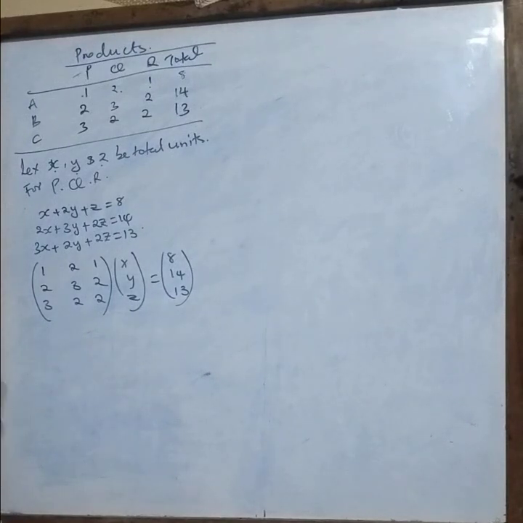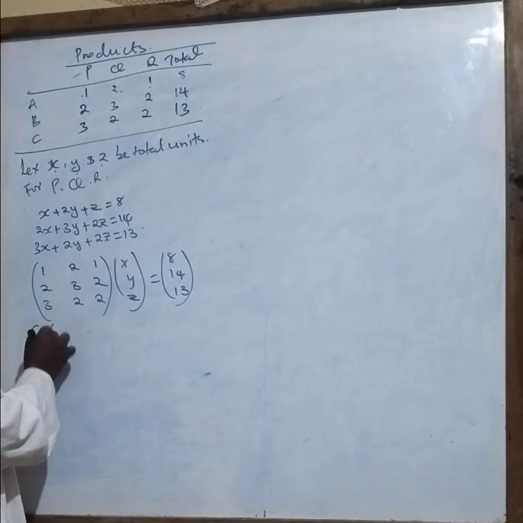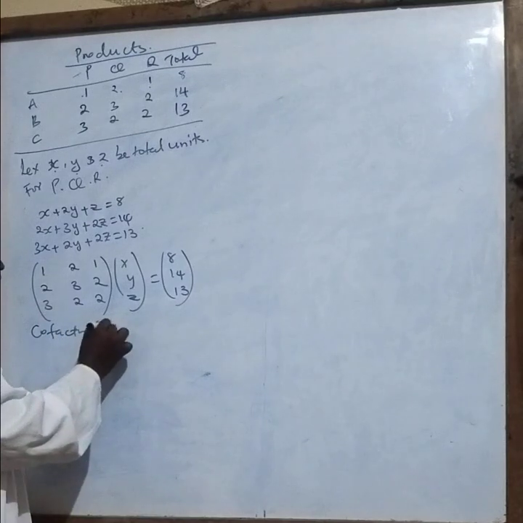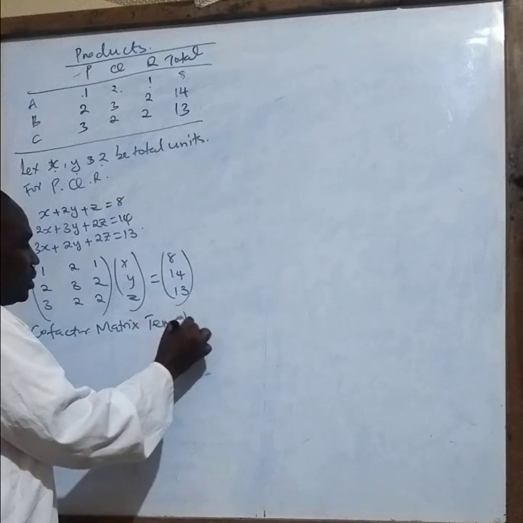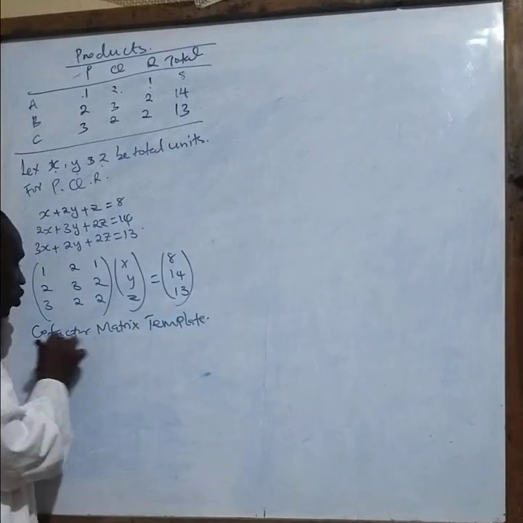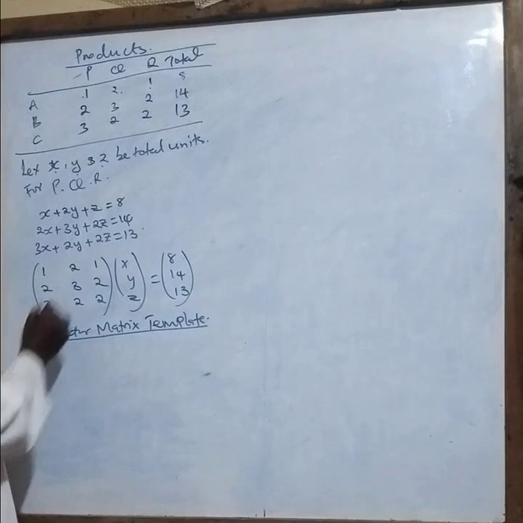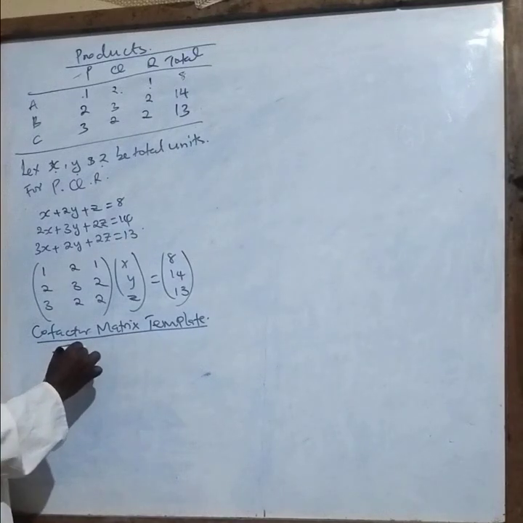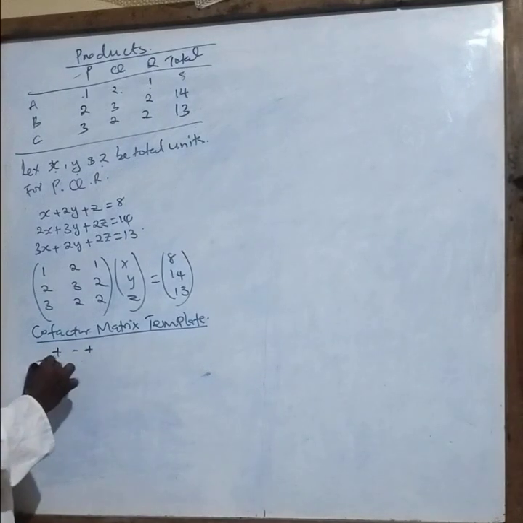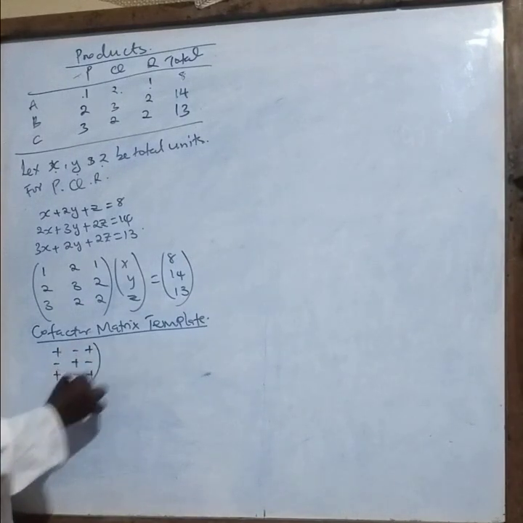The second step, the one we learned yesterday, is that we come up with what we call a cofactor matrix template. And I want you to pay attention carefully when I talk about a template. How do we develop a template? In this case, there are 3 by 3, so this is a 3 by 3 matrix. Therefore it will be plus, minus, plus. Then minus, plus, minus. Plus, minus, plus. So this is the template.